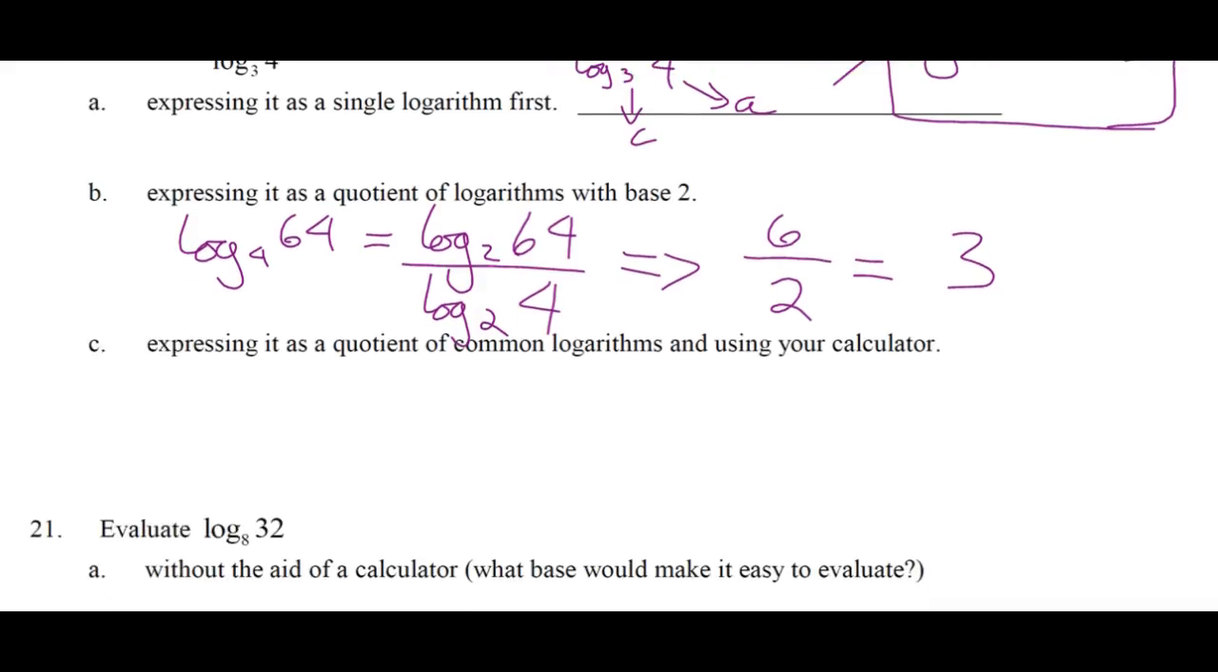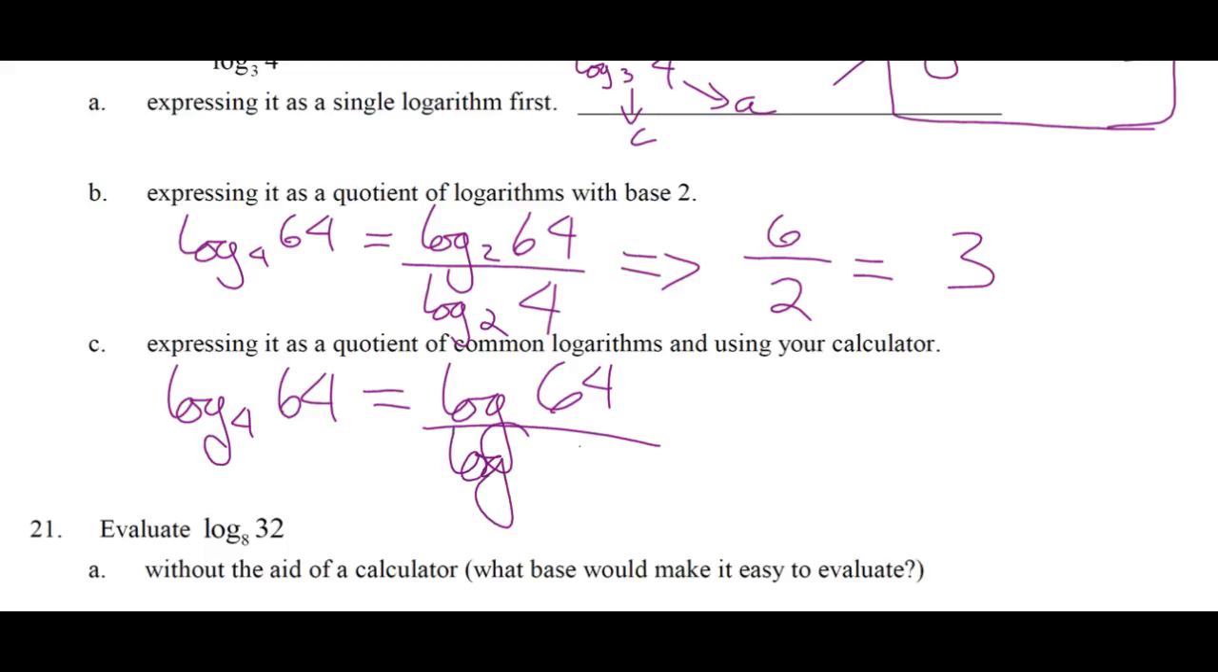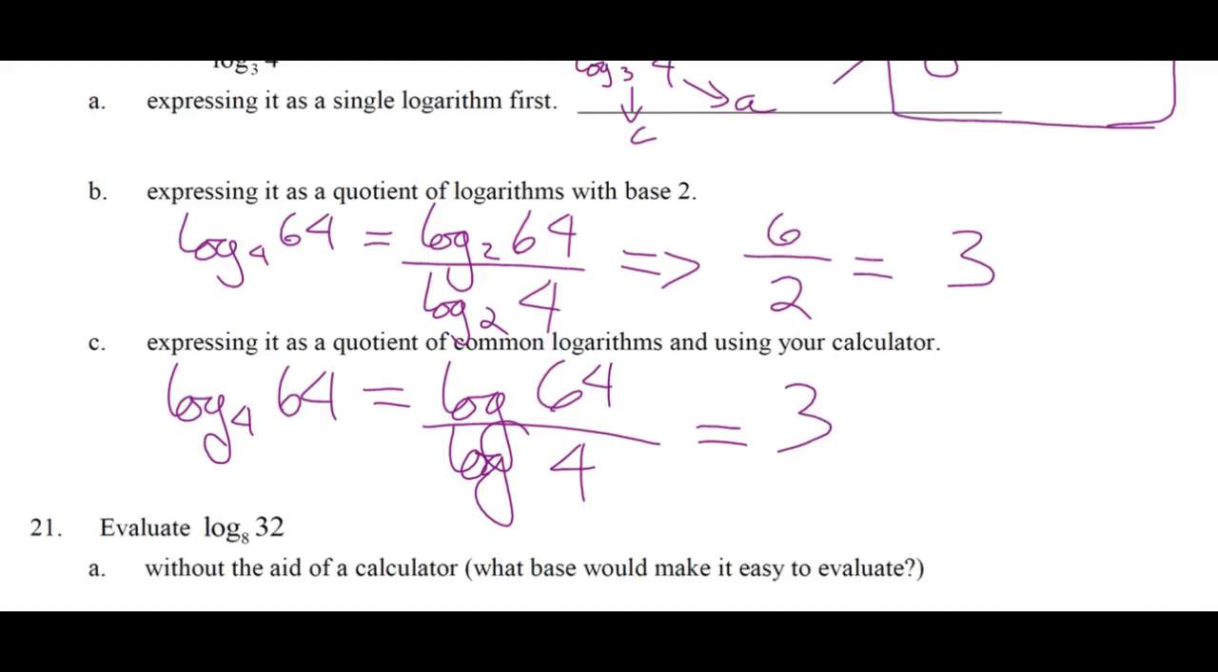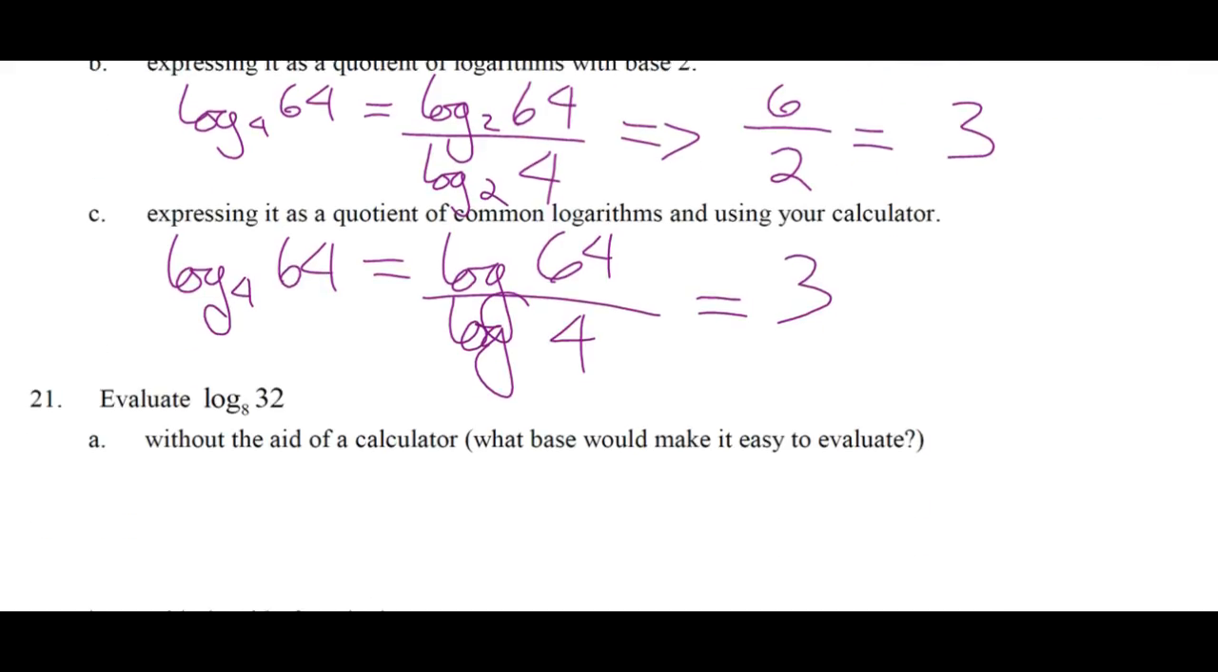Expressing it as a quotient of common logarithms. What's common about a logarithm? It's base 10. So this becomes log, and I don't have to write the base now, because if I don't write the base, then what is it? It's a 10. It's assumed to be 10. So it's log 64 over log 4. And you can work that out in your calculator, and you're going to get what? 3. Okay, questions? Base change, right?